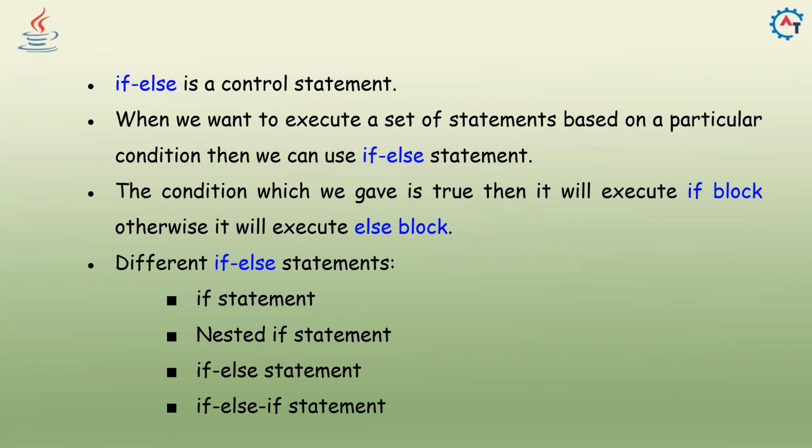If the condition which we gave is true, then it will execute the if block. Otherwise, it will execute the else block. So if the condition is true, some block will execute. If it is not, then if you have else in your code, it will jump into the else block and execute what is inside the else block. So that is how it will execute. We will see all these things in detail with examples.